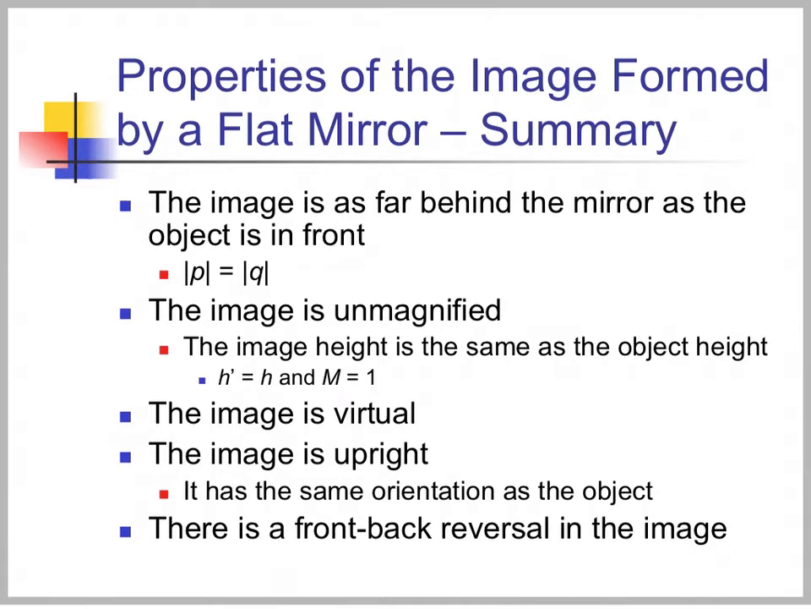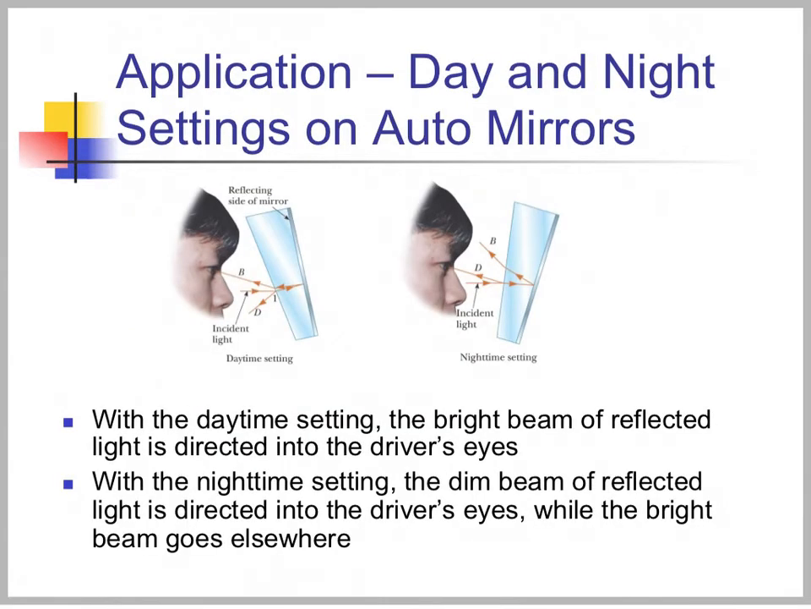The image is going to be virtual. I can't project it on a screen. It appears to come from behind the mirror. The image is upright. In other words, it has the same orientation as the object, but there's a front-back reversal in the image. Now we can do some interesting things with mirrors. Have you ever wondered how the day-night settings on an automobile mirror work?